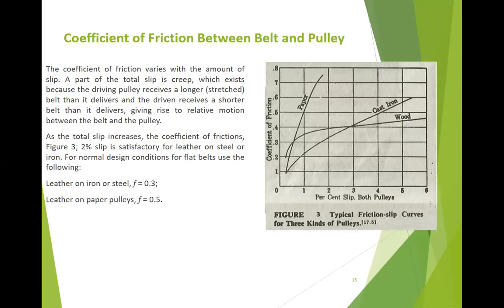The coefficient of friction varies with the amount of slip. A part of total slip is creep, which exists because the driving pulley receives a longer stretched belt than it delivers, and the driven pulley receives a shorter belt than it delivers, giving rise to relative motion between the belt and the pulley. As the total slip increases, the coefficient of friction increases; 2% slip is satisfactory for leather on steel or iron. For normal design conditions for flat belt, use the following. Leather on iron or steel, f is 0.3. Leather on paper pulley, f is 0.5.